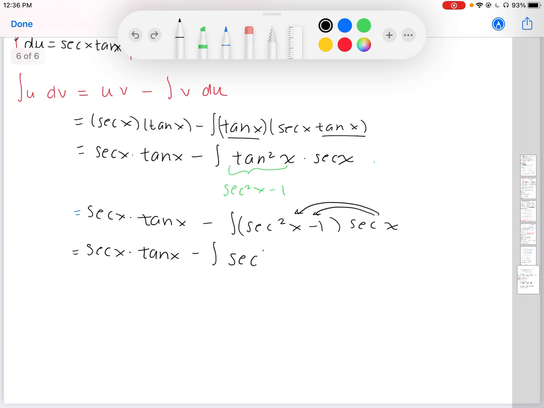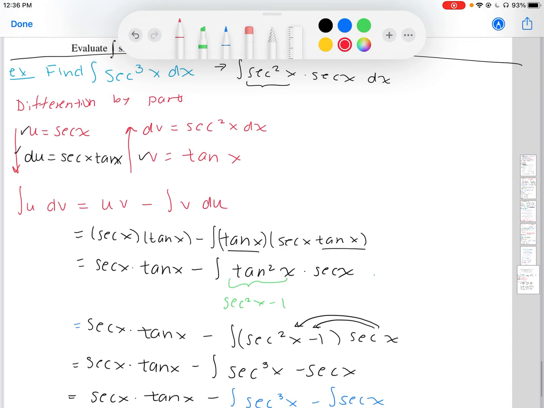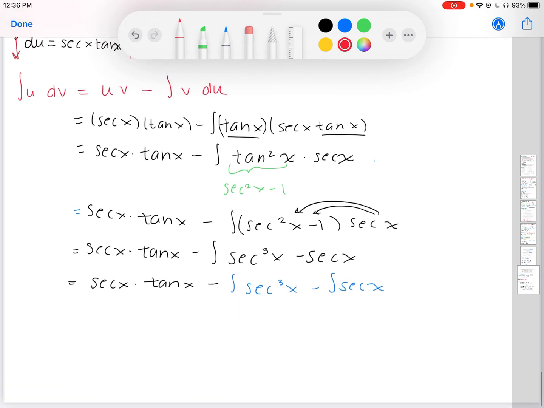Secant squared times secant is secant cubed of x minus secant of x. And our integral applies to each term. So we really have secant of x times tangent of x minus the integral of secant cubed of x minus the integral of secant of x. Now, when you see that you have the same integral that you started off with, you set it equal to itself. So this is equal to the integral of secant cubed dx.